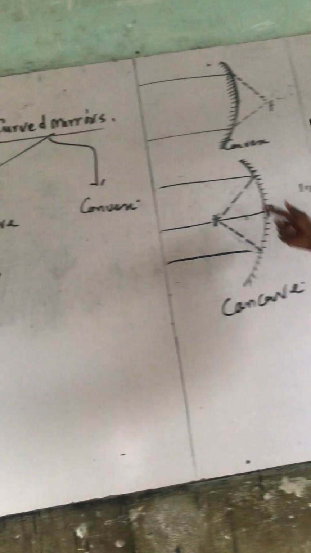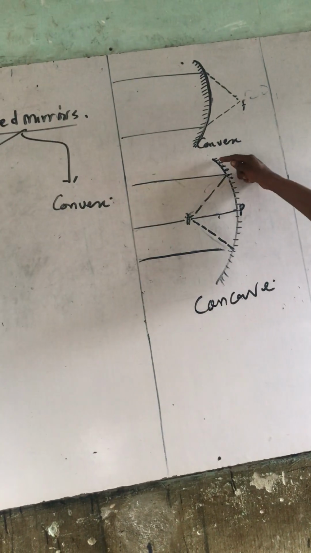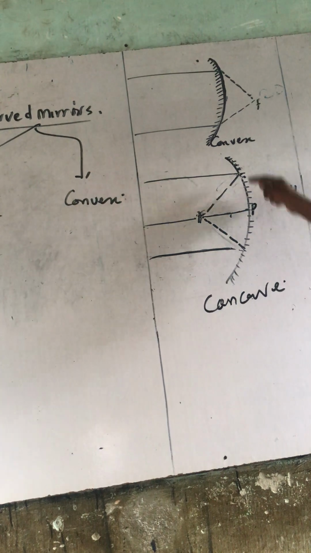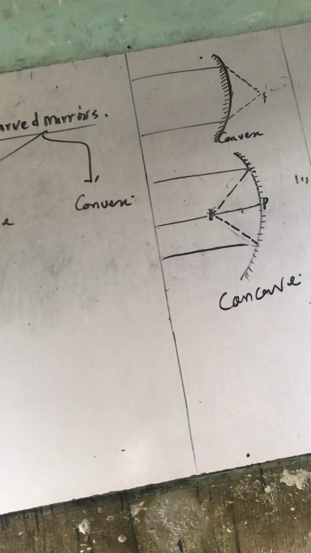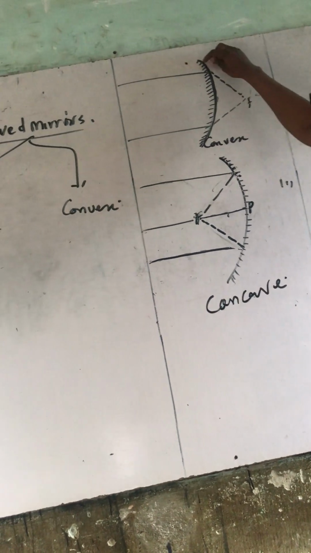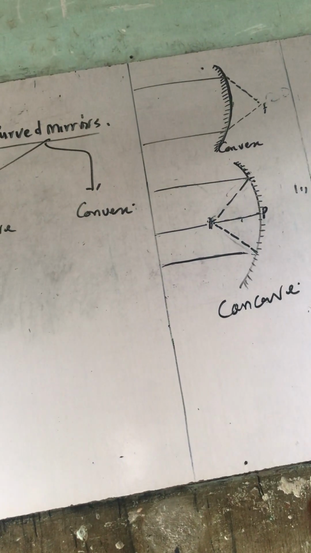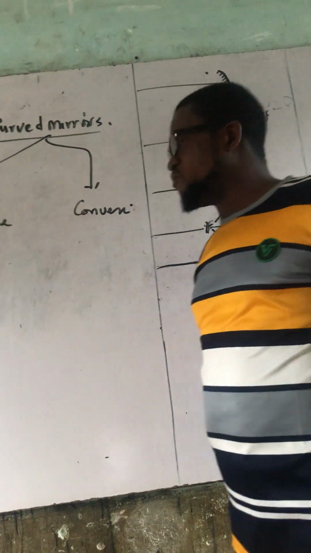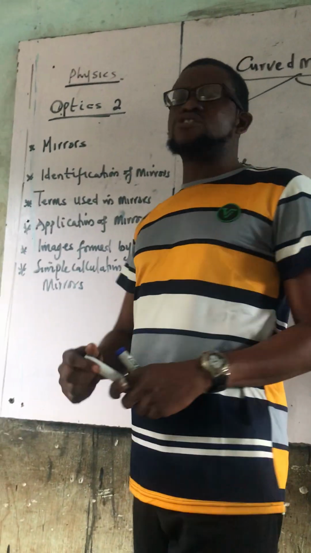And in the diagram, this is how you see. This part is the reflecting part. Sorry, is the silver part, while inside is the reflecting part. So this is concave. Now here, you can see that outside looks like the reflecting part, while inside looks like what? Silver part. This is what? Convex. Now, let's go to terms used in mirror.